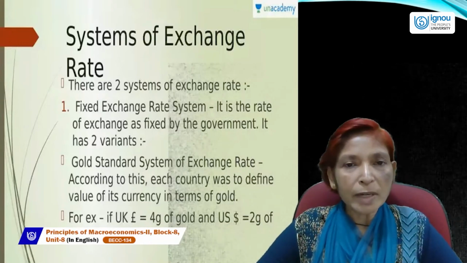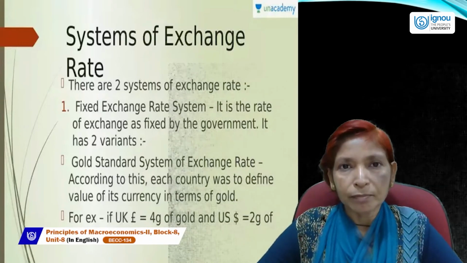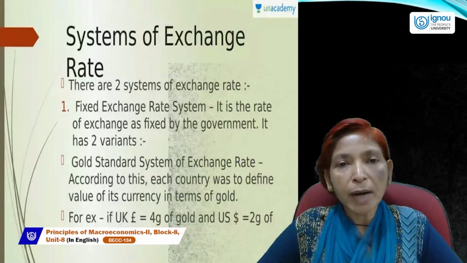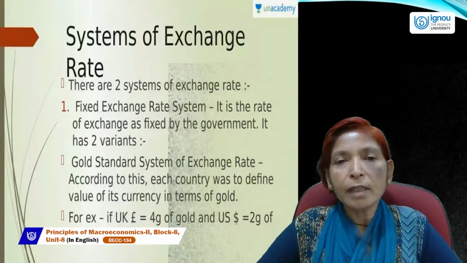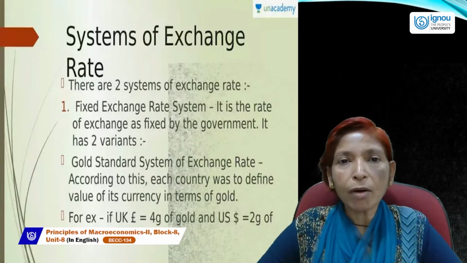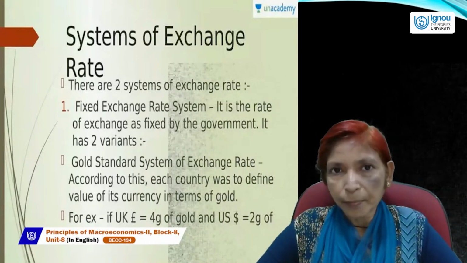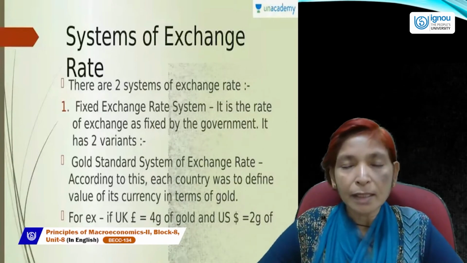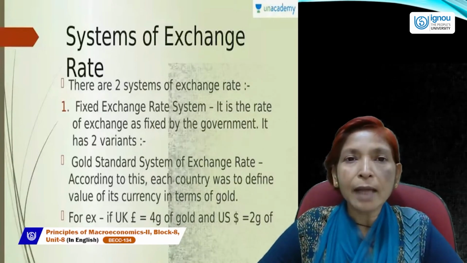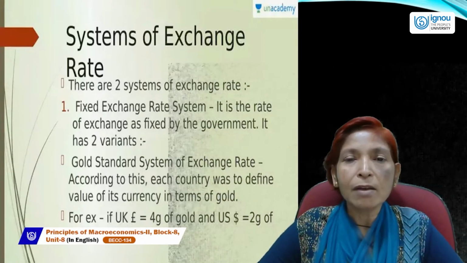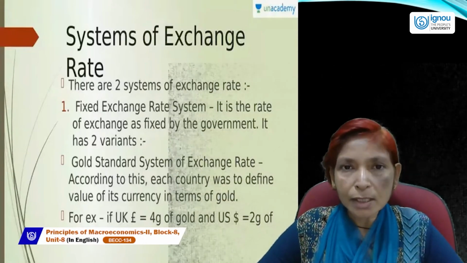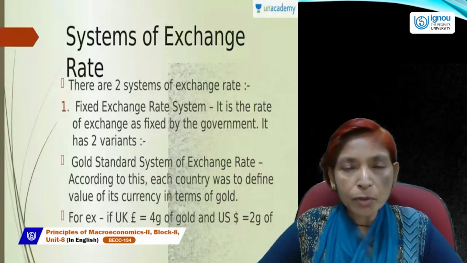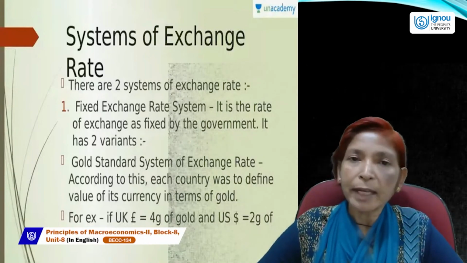As is clear from its name, it's flexible. It means it can be changed, or it is determined by the forces of demand and supply of foreign currency. So the flexible exchange rate system is existing at present, and it is very relevant at present because it is determined by the forces of demand and supply curve.